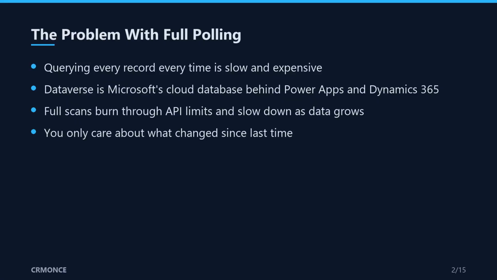Let's talk about the problem first. Dataverse is Microsoft's cloud database that sits behind Power Apps and Dynamics 365. Think of it like a giant, well-organized filing cabinet holding all your accounts, contacts, and custom records. The naive way to keep an external system in sync is to query that entire filing cabinet every few minutes and compare everything. That works fine with 100 records. It falls apart with 1,000,000.